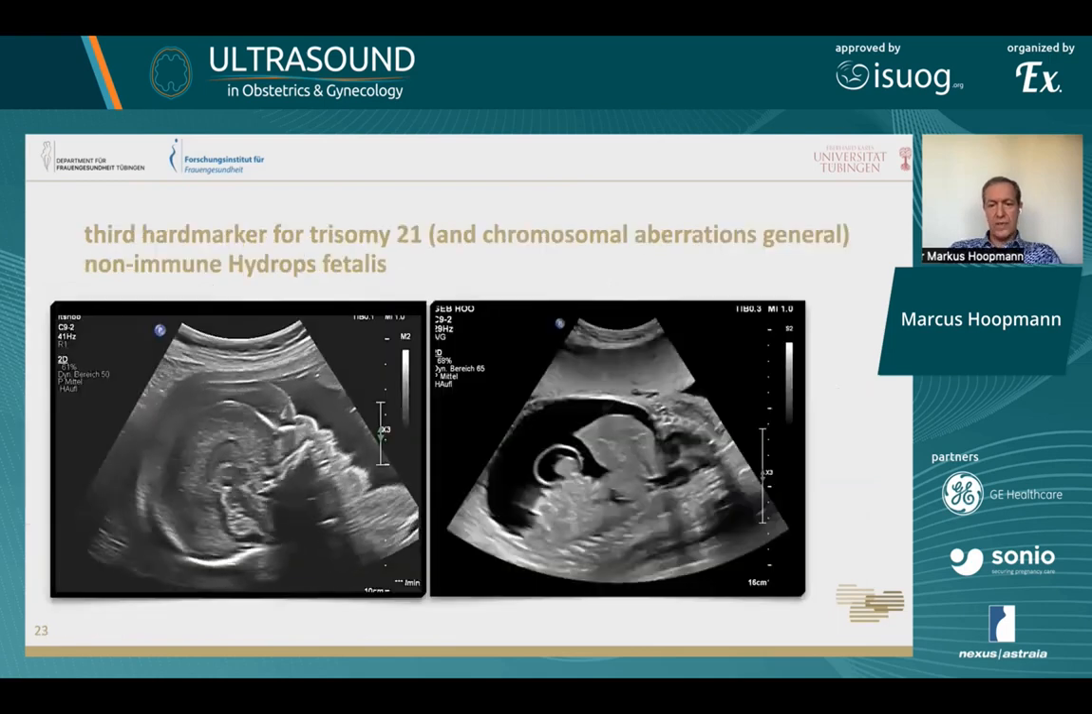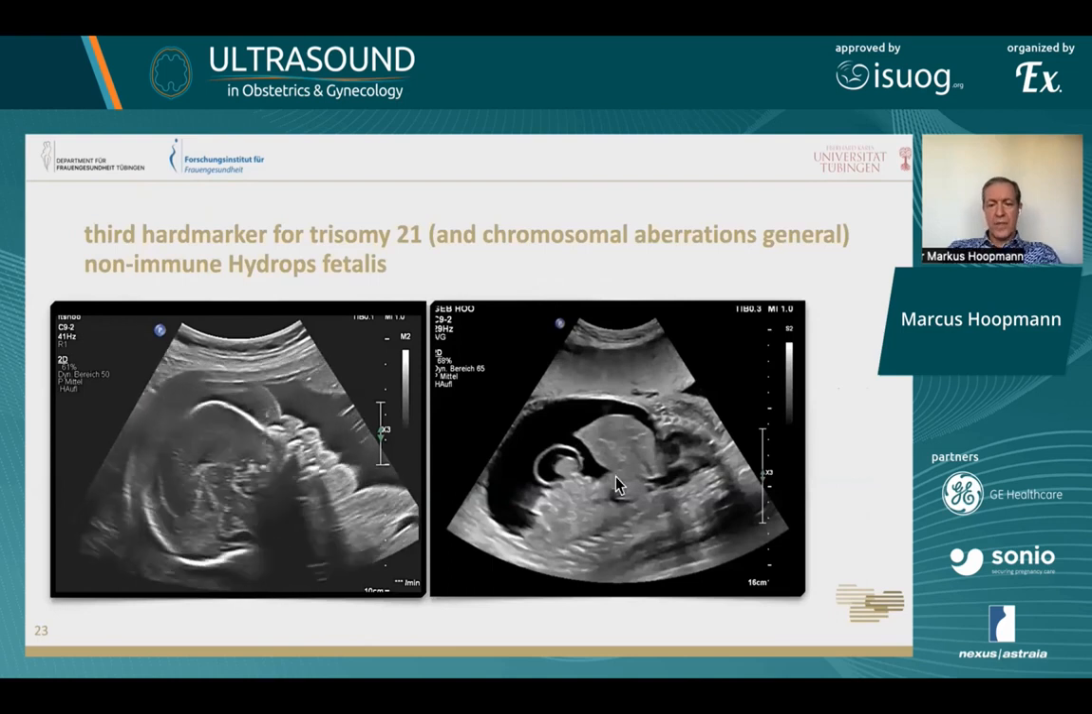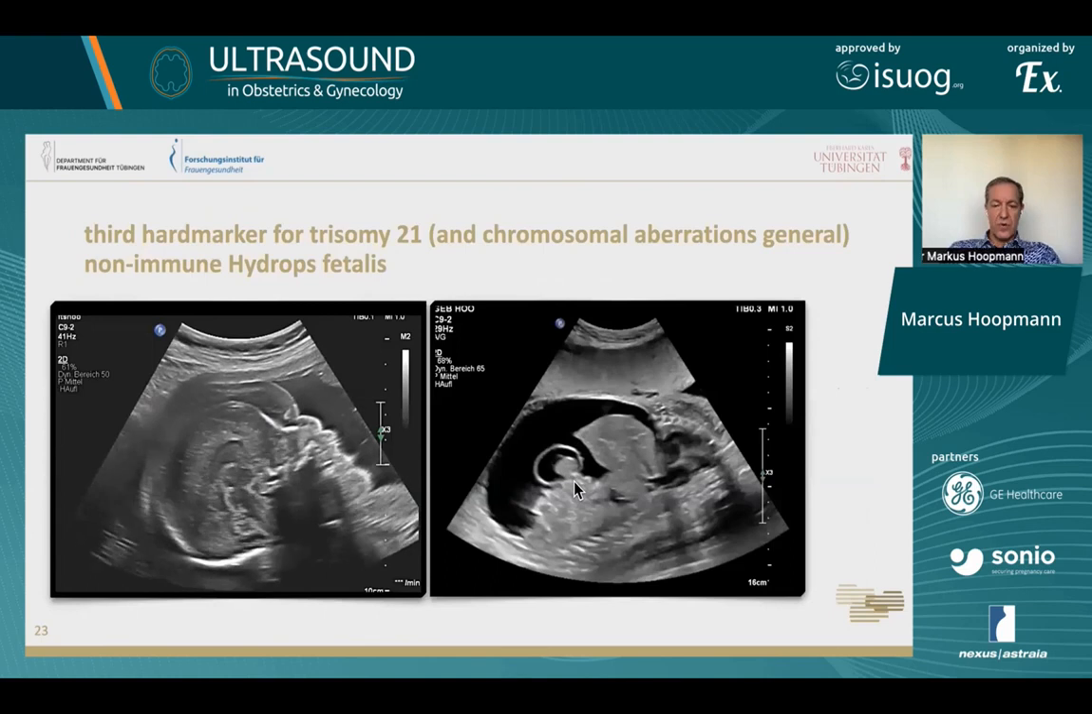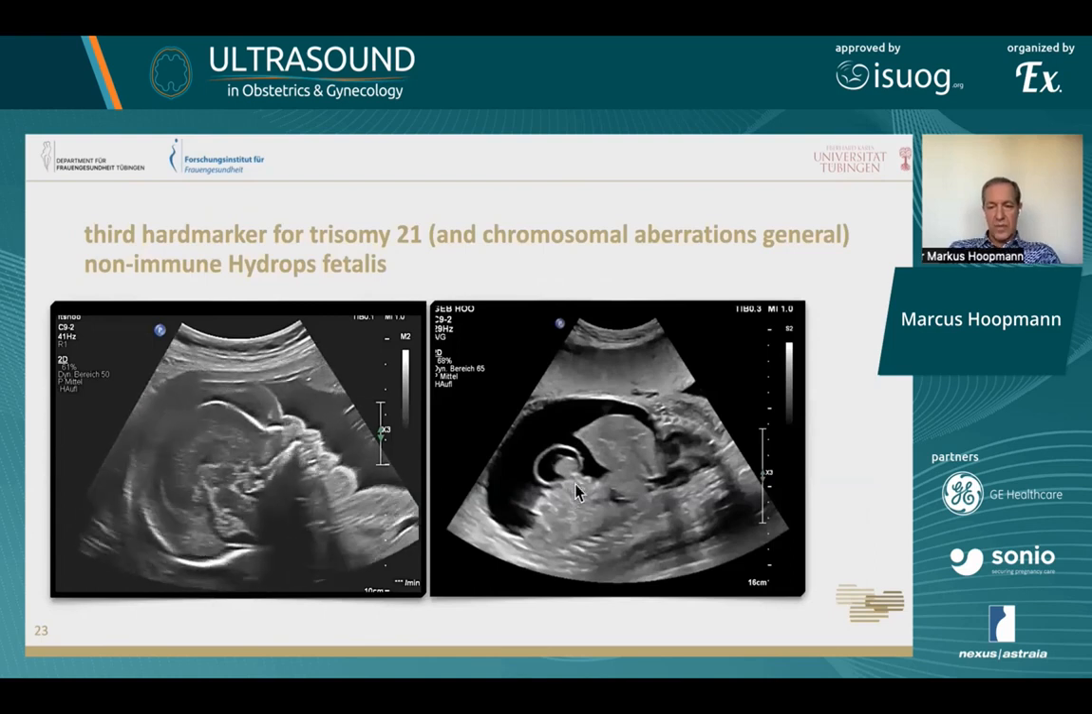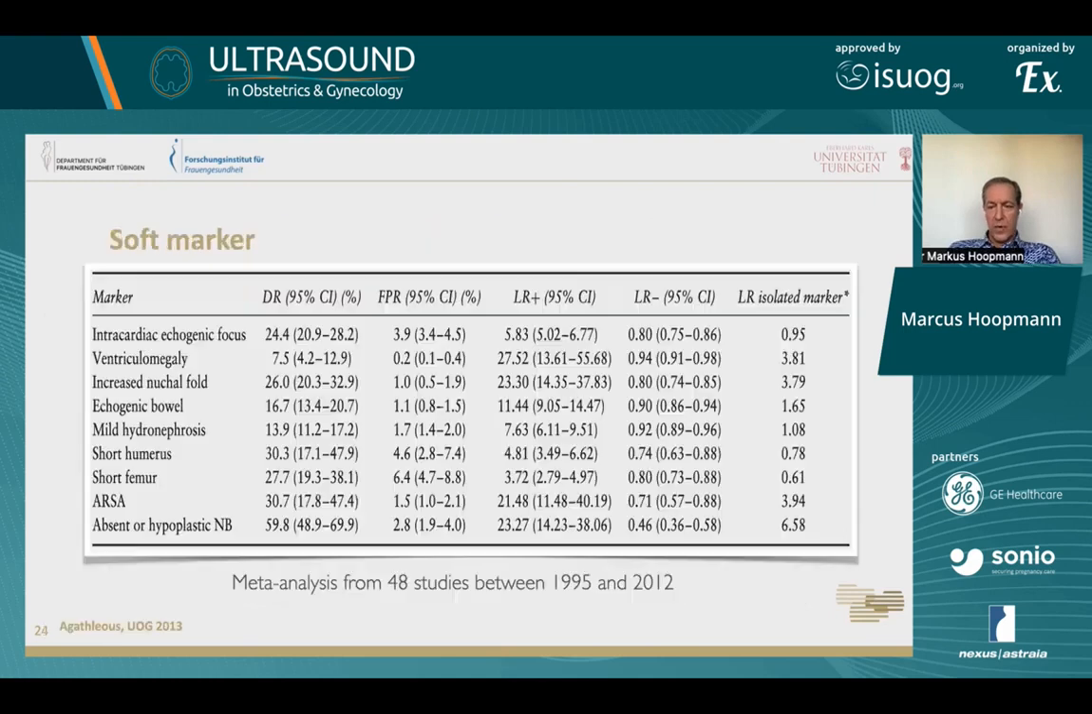And the third hard marker is the non-immune hydrops fetalis. But when you see this, you have to open your mind for all chromosomal aberrations. But often you will find trisomy 21 as a reason for this problem. These were the hard markers.